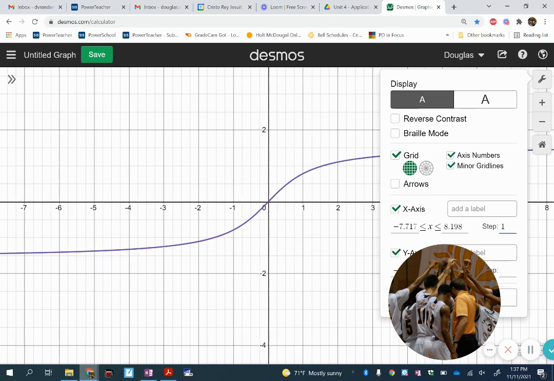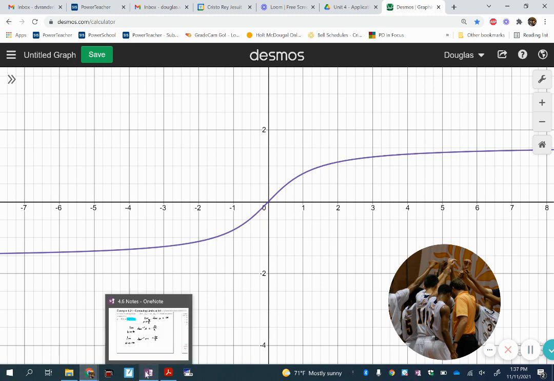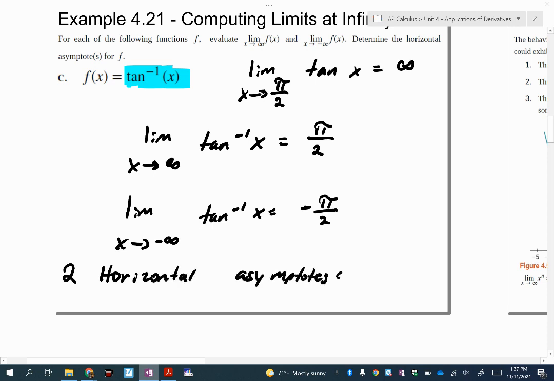There we go. Okay, so essentially what I'm saying is your horizontal asymptotes, there are 2 of them. One is y equals positive pi over 2, and one is y equals negative pi over 2. So we have 2 horizontal asymptotes: y equals pi over 2 and y equals negative pi over 2.